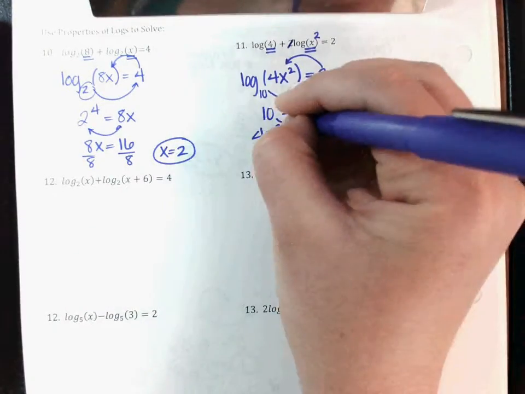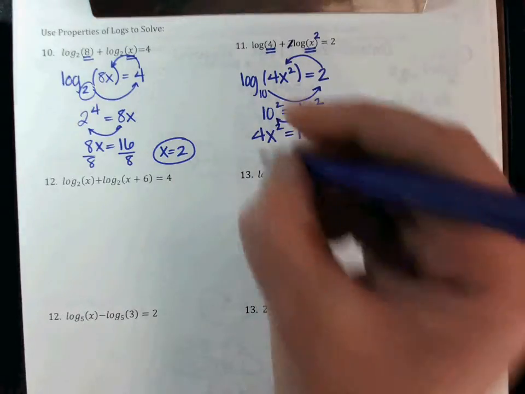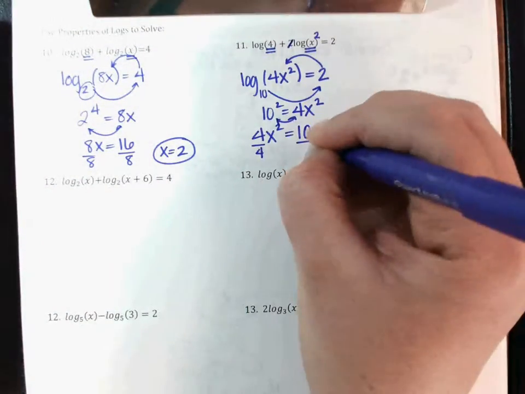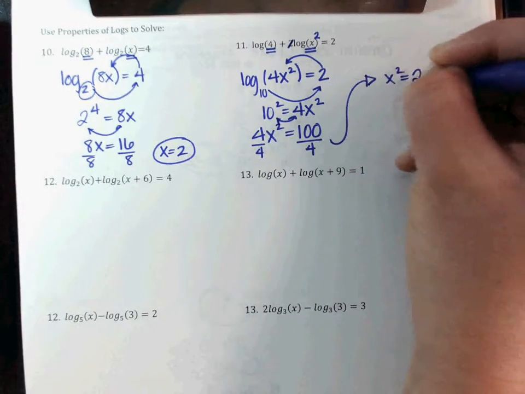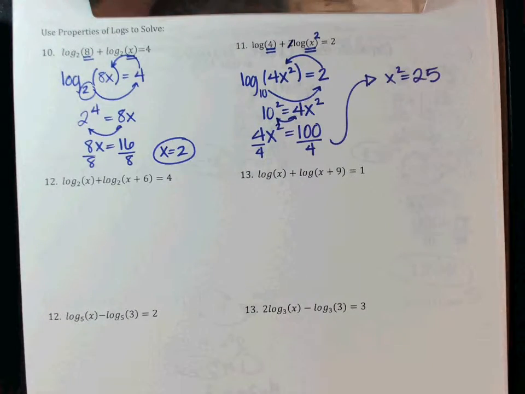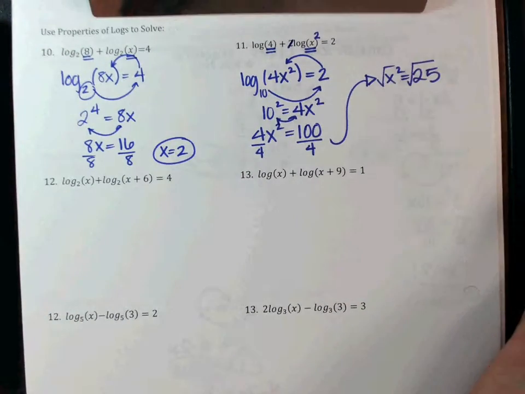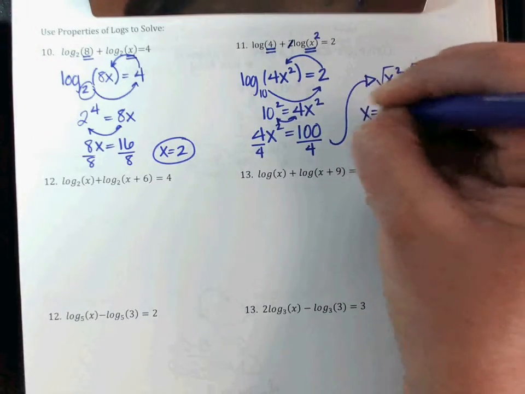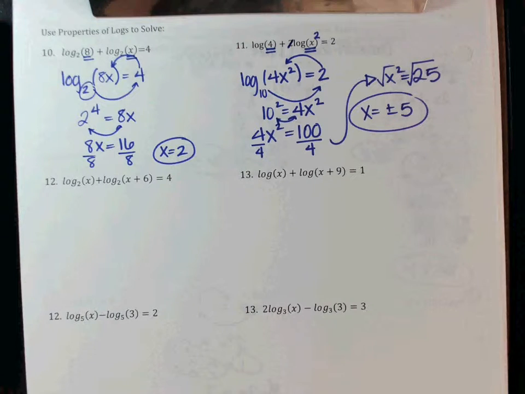Flip those sides around. Divide by 4, then square root. What is 100 if I divide it by 4? 25. And if x squared is 25, then I have to do what last? Square root. And my answers are not just 5, but plus or minus 5. Good job. Because you did a square root, remember, whenever you square root both sides, you have to put that.